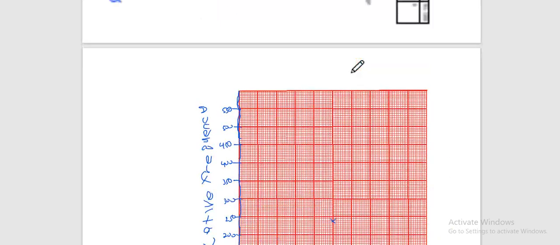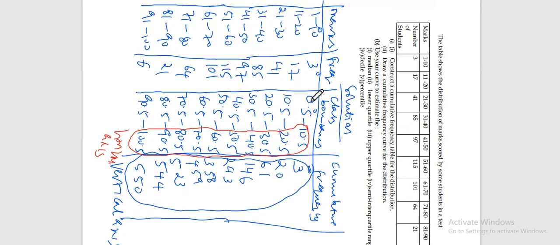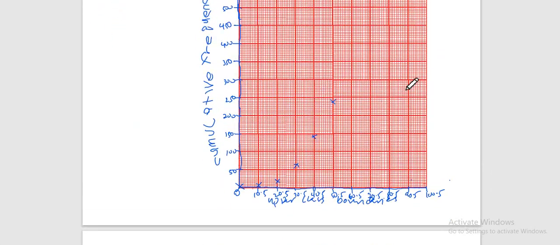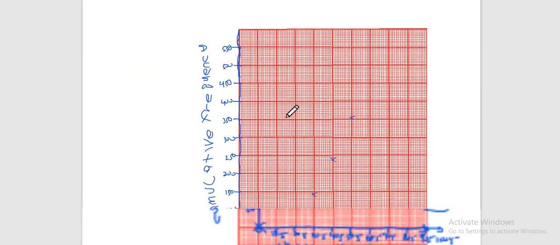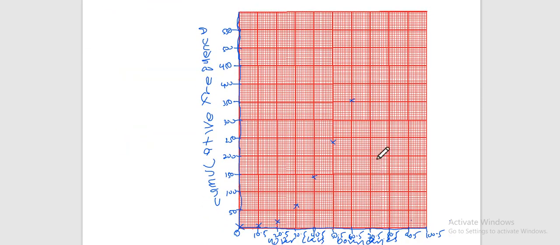Then at 60.5 we have 358. 358 is this 350, a bit above 350, that's there. Then at 70.5 we have 459. This 450, that's here, somewhere at this point.